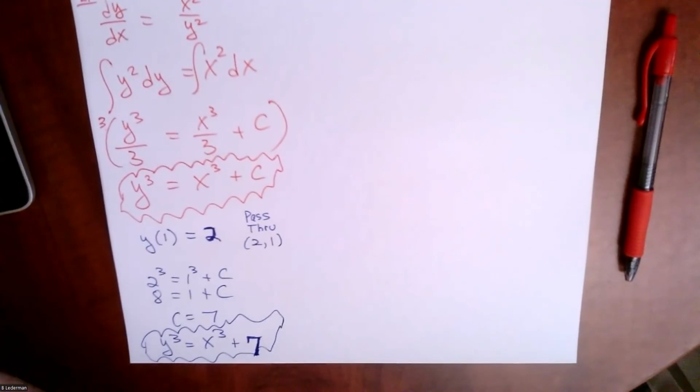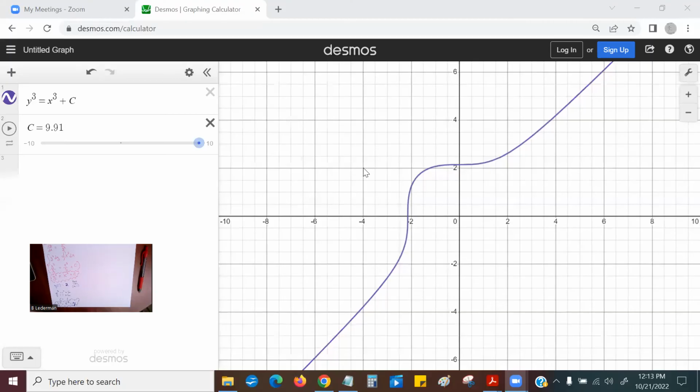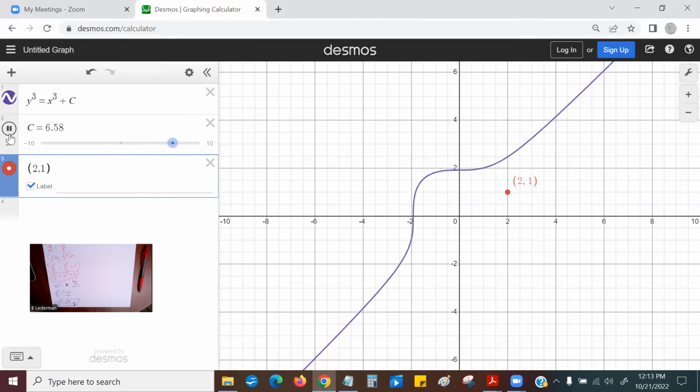Hey, let's go to Desmos. Let's go to Desmos and graph this. Okay, so we're going to share the screen, and here we are. I want to look at the point 2 comma 1. Let's even label it. So there's 2 comma 1 right there, and I want to set c equal to 7.